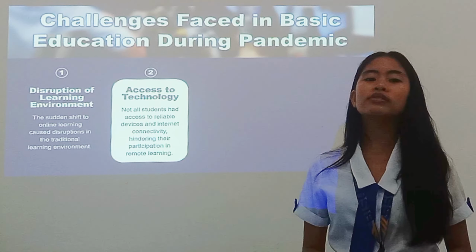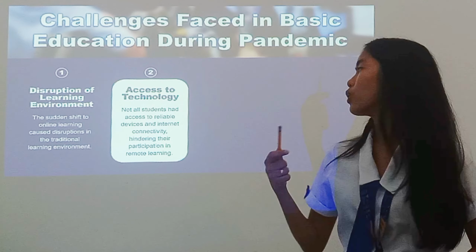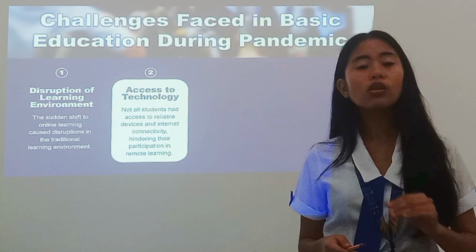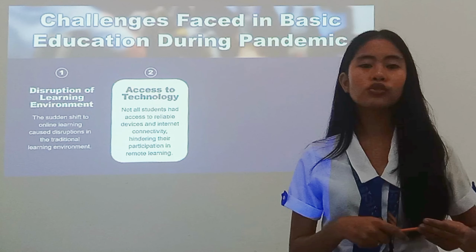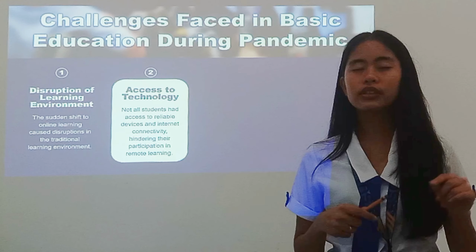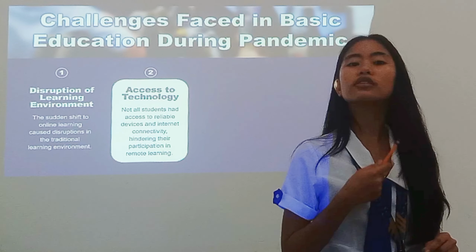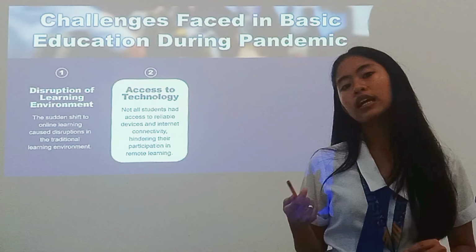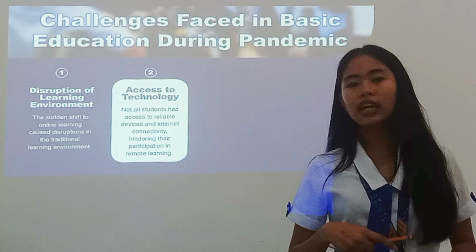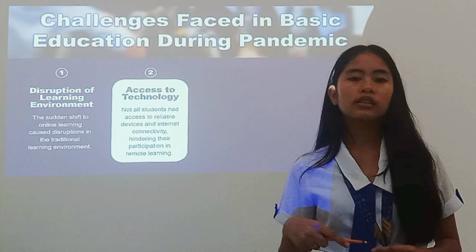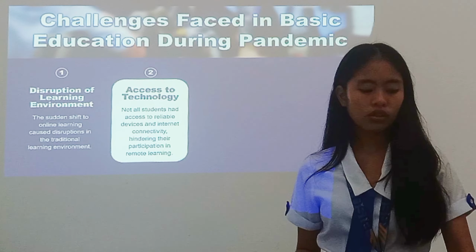Next, we have access to technology. Access to technology became a challenge because not all students have access to electronic gadgets, or they are not able to access internet connectivity, or they are not technologically literate. That became a challenge for the students to have proper basic education.